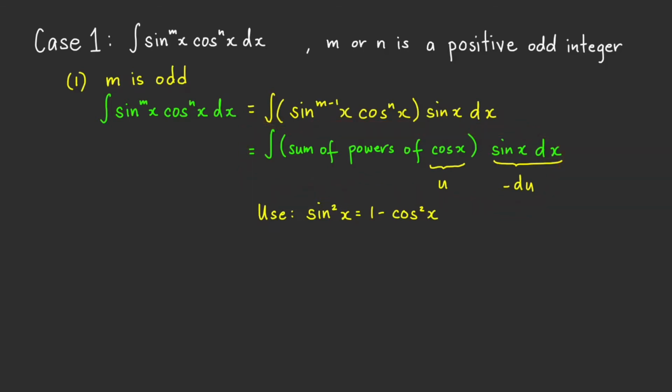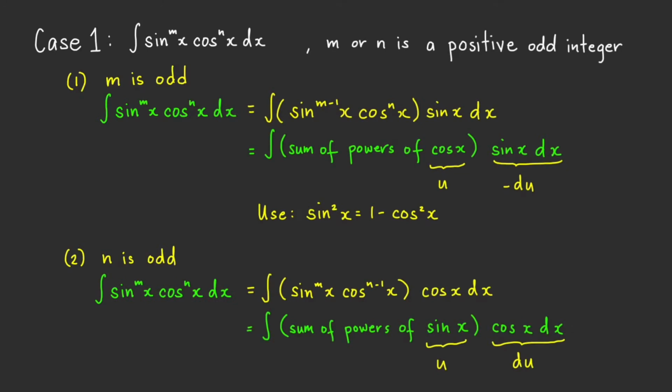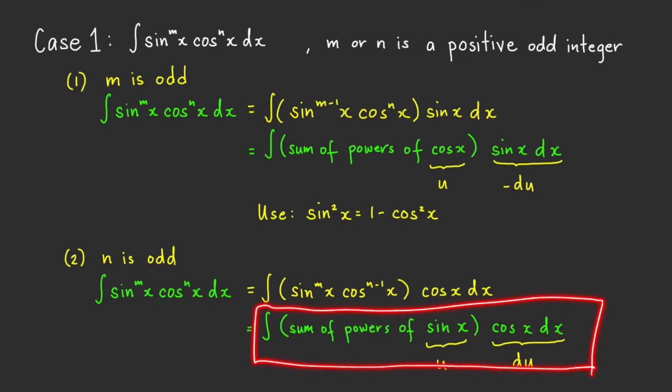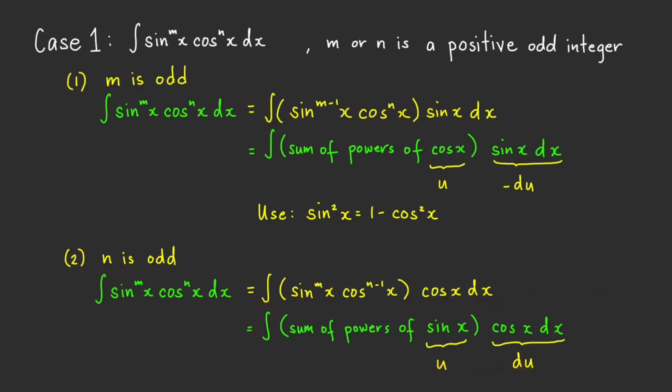Now, if we look at the other case where the power of cosine x is odd, we do a similar thing. We factor out one factor of cosine x, and the remaining factor can be written as a sum of powers of sine x. Again, we use u substitution afterwards. If we let sine x be our u, then du is cosine x dx. And this integral in terms of u is just an integral of a polynomial in u, so it's very easy to integrate.